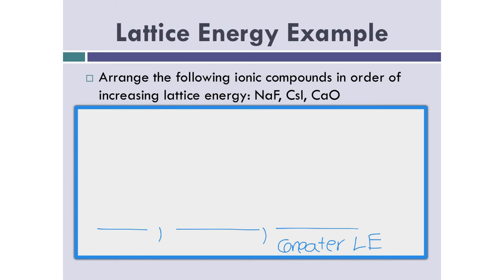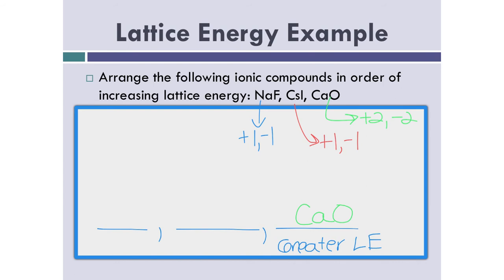So our most important factor to look at is charge. So Na is +1, fluoride is -1, and CsI, that's +1 and -1, and in CaO, Ca would be +2, O would be -2. So that is going to be our winner. So CaO is going to have a stronger attraction because they have greater charges. So therefore it has greater lattice energy, meaning more energy to separate the ions.